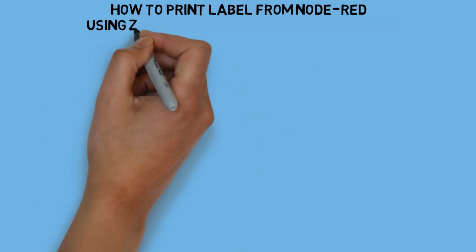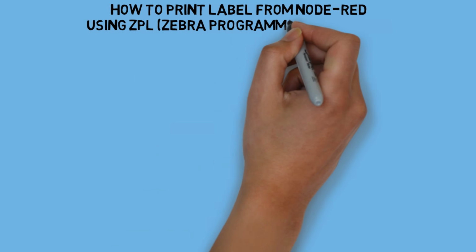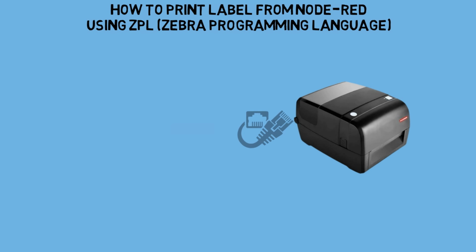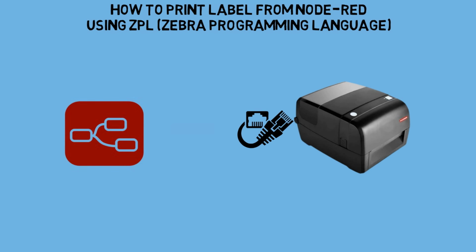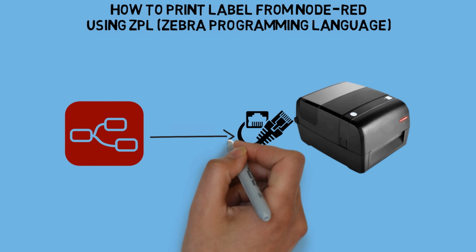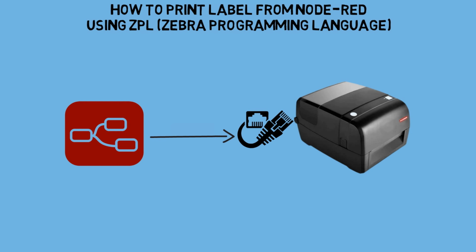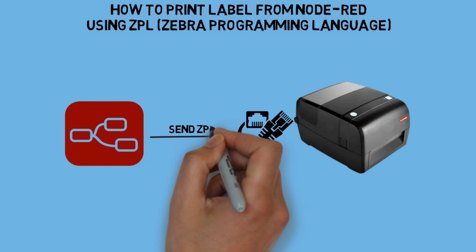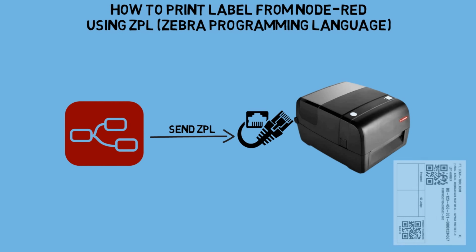In this video, I'm going to show you how to print labels from Node-RED using ZPL, Zebra programming language. Here, I'm using a CASN label printer that's already connected to the network via Ethernet. So next, I'll show you how we can send a print command from Node-RED over the network using ZPL, and get the label printed exactly the way we design.